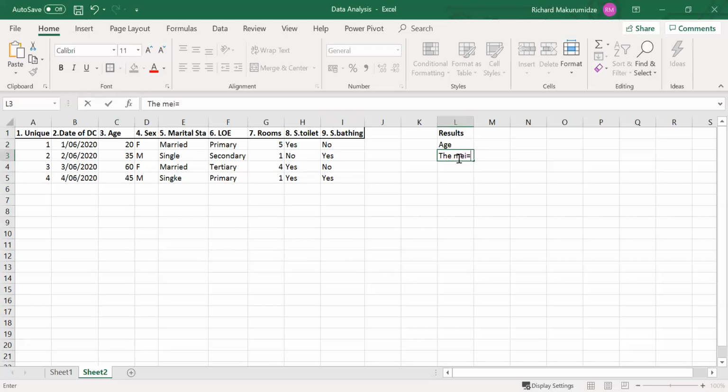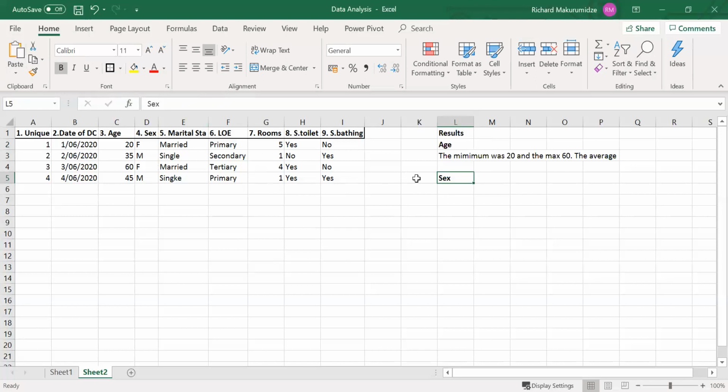The minimum age was 20 and the maximum age was 60. Then the average age. And these are your results. We are now counting. Then you go again to another variable. It's you who know your variable. Sex. In terms of sex, you are summarizing your results.